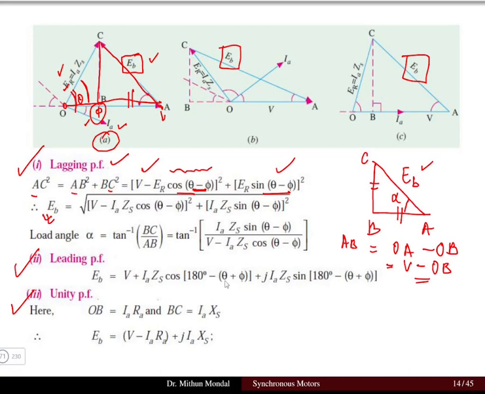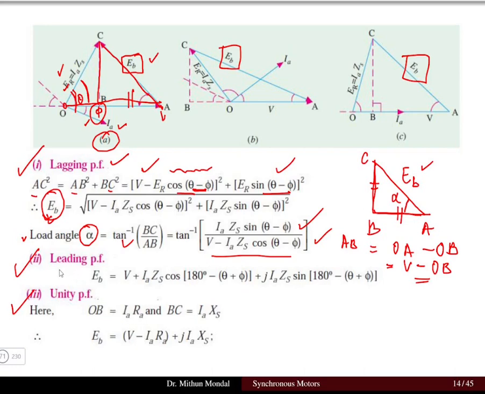Load angle alpha is basically tan inverse of BC by AB, because this is a right angle triangle, and the tan angle is equal to tan inverse of perpendicular, that is BC, by base, that is AB. We know the value of BC is equal to IA ZS sin of theta minus phi, whereas the base is basically V minus IA ZS cos of theta minus phi. So under the lagging power factor condition, we can obtain the back EMF and the load angle alpha. These two are very important to understand the load condition, because as the load increases, obviously the load angle will increase.